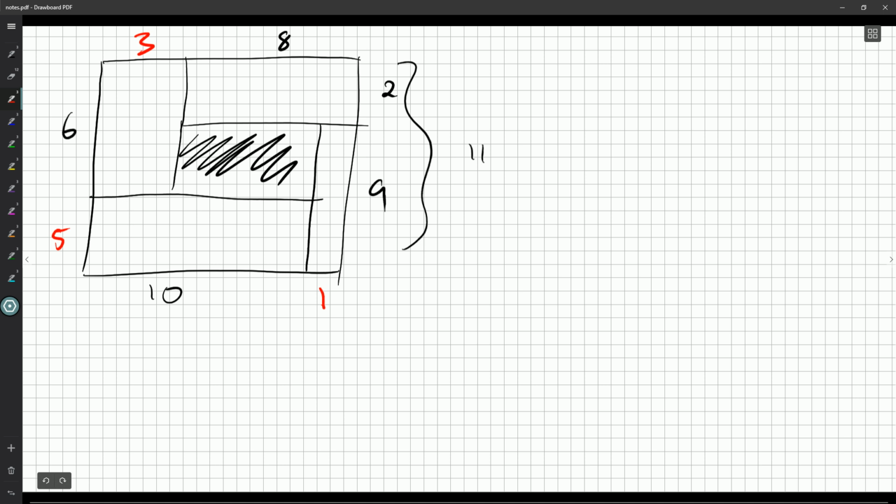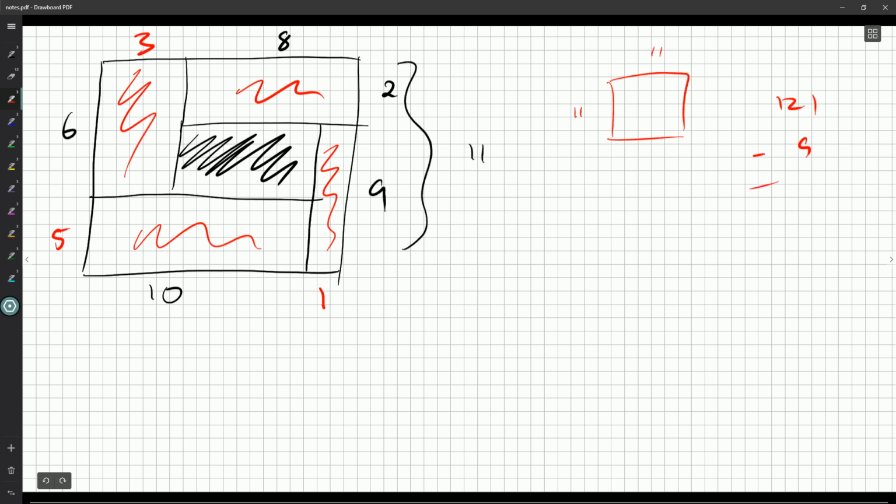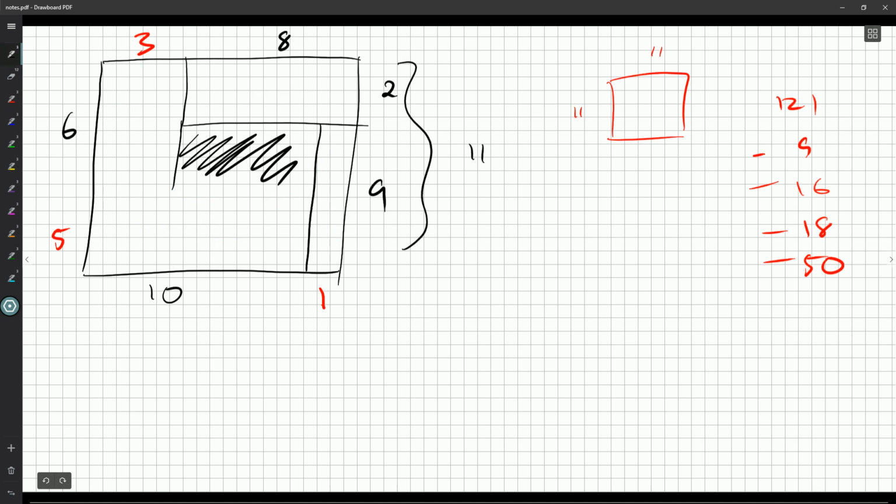Great. So now there's two ways we could go about doing this question. We know it's an 11 by 11 square, so we know it has a total area of 121, and we could subtract off each of these areas. We know the dimensions of these rectangles. You got a 1 by 9, you got a 2 by 8, 3 by 6, and a 5 by 10. That would work perfectly fine. Or you could say, well, is there a way for me to just work out the dimensions of this inner rectangle?